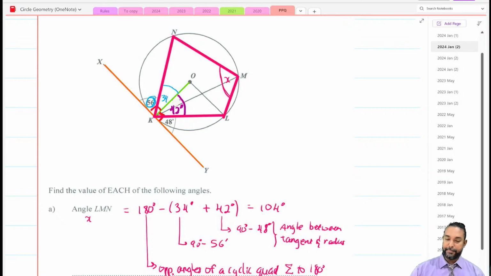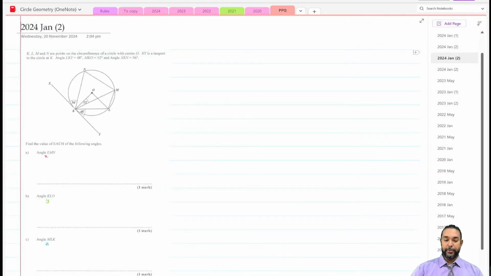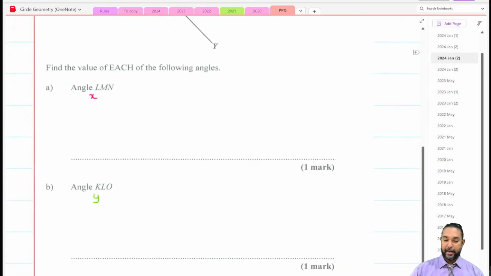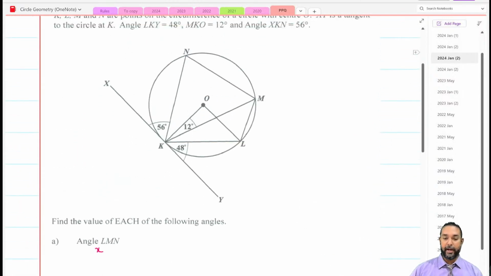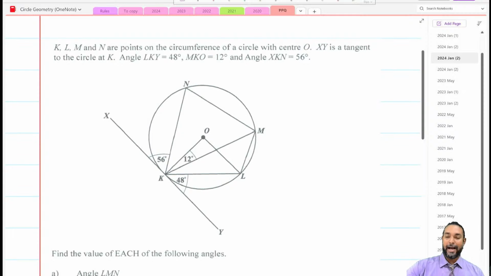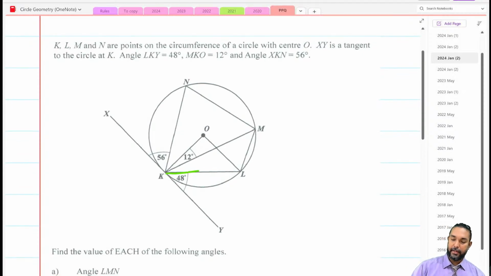All right, so that's that first part. Like I said, I'll do one question to a page so we don't overclutter. Now they want angle KLO, which is angle Y. Well, I'm calling it Y. KLO is this angle here.